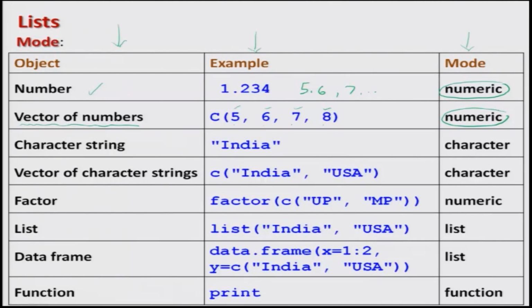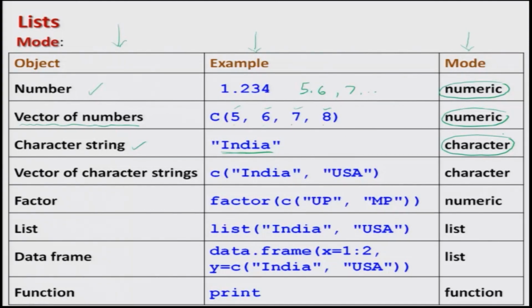Now, let me try to take some characters which are non-numbers. For example, if I try to take a character string, say some name, say India, then obviously this is not a number, but this is a character. So, I can say the mode of a character string is character.